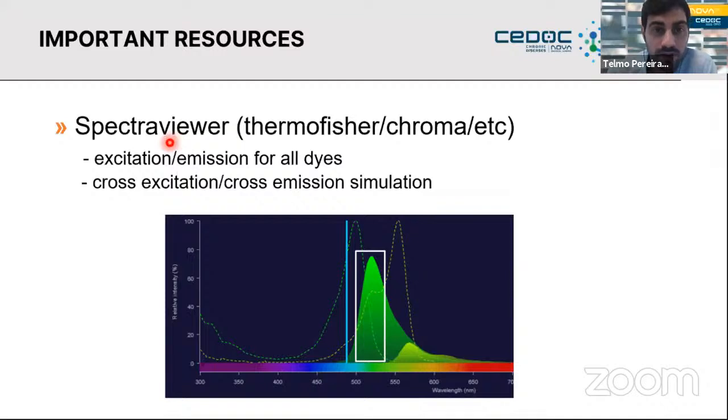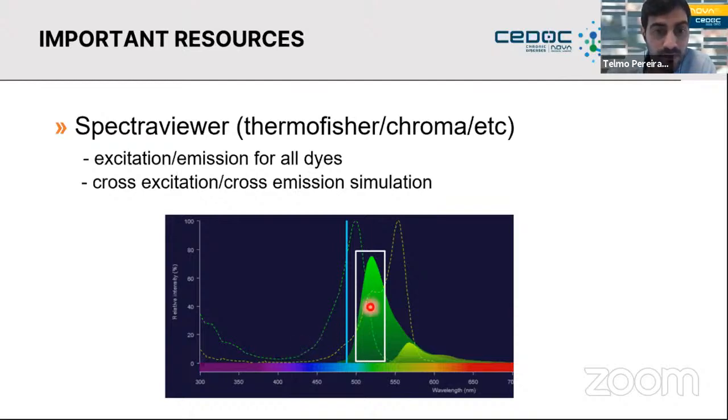They all work usually more or less the same way. So you have the excitation and emission profile for almost all the dyes. And what is very interesting is that you can simulate your samples and choose the appropriate dyes in order to have the best separation you can in terms of spectra between the fluorophores that you want.